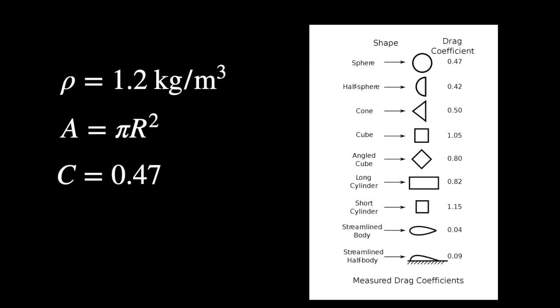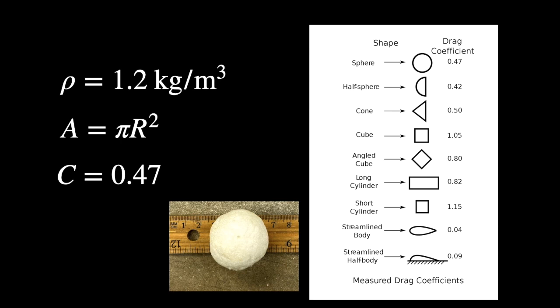Okay, so these are the same values I had before. I'm going to use these again. The density of air is 1.2. I'm going to use this particular ball right here. Same one as my previous ball.